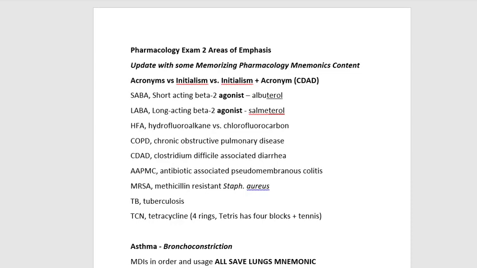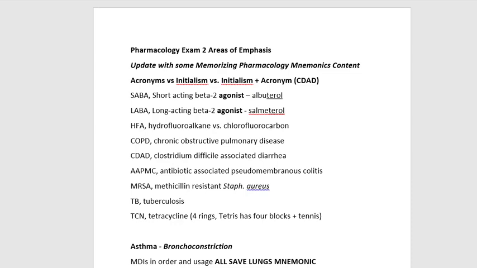You always want to know the acronyms off the top of your head. You don't want to have to look them up, or even worse, you can't find them. So it's maybe important that I go over what an acronym is, an initialism, and then an initialism plus an acronym. So an acronym is when you say the whole word. So a SABA would be an acronym because I said the whole thing.